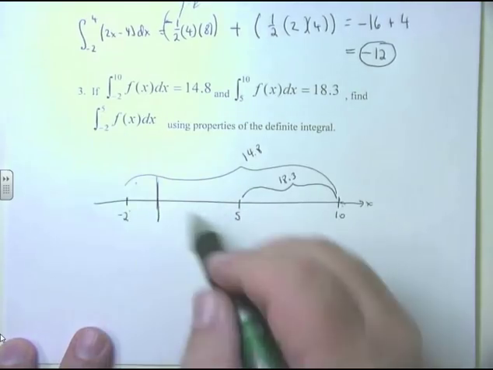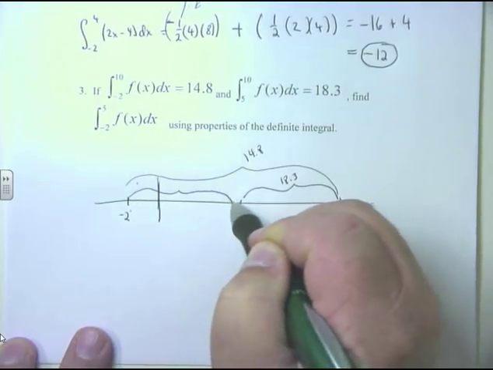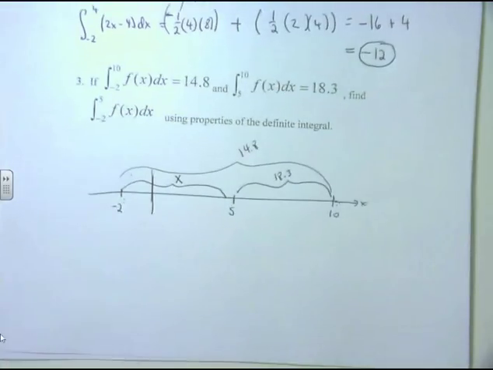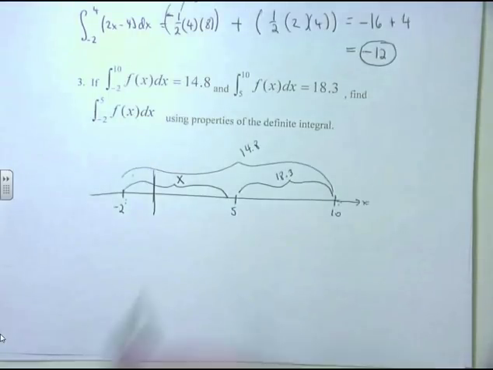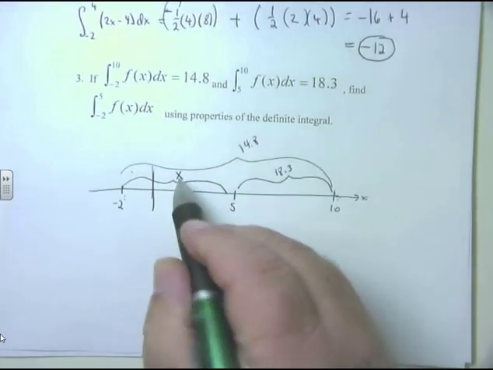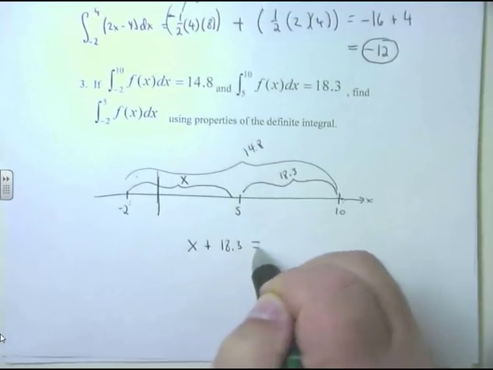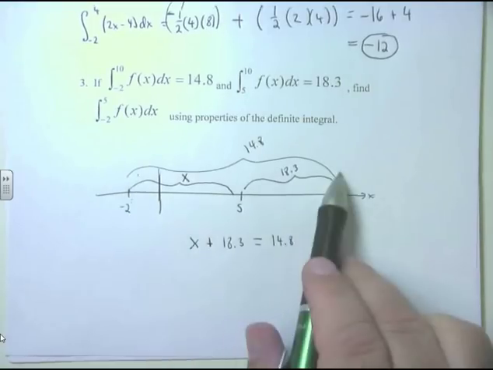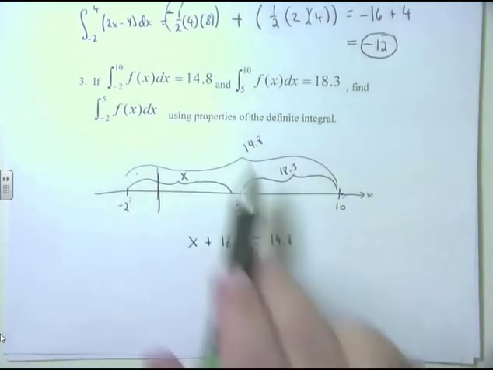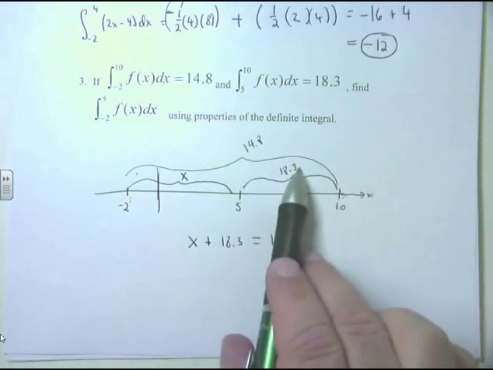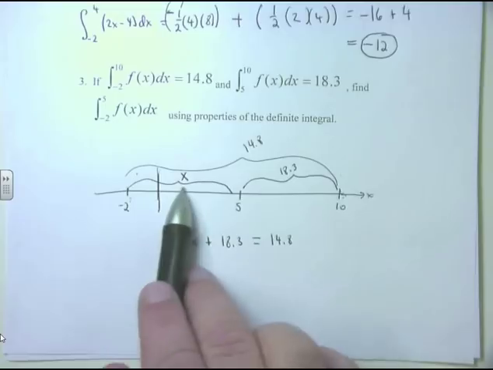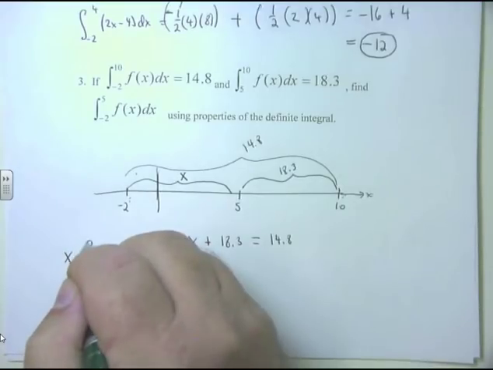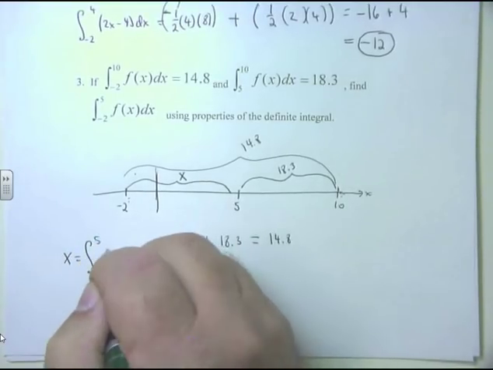Between negative 2 and 5, we're going to call this guy x. The area between negative 2 and 5 is the unknown. And you're going to make an equation out of this as you put the pieces of the puzzle together. So this x area plus this 18.3 area has got to be equal to the total area of 14.8. The total area between negative 2 and 10 was given to be 14.8. The area between 5 and 10 was 18.3. You're supposed to find the area between negative 2 and 5, which is the rest of it. It becomes algebra. So x really does represent the integral between negative 2 and 5 of f of x dx.